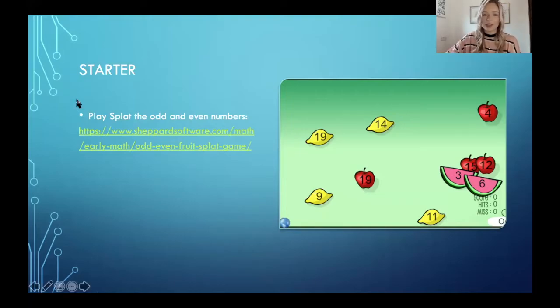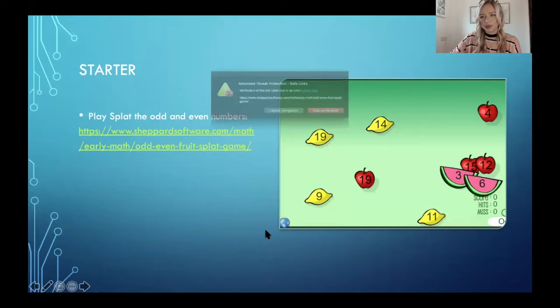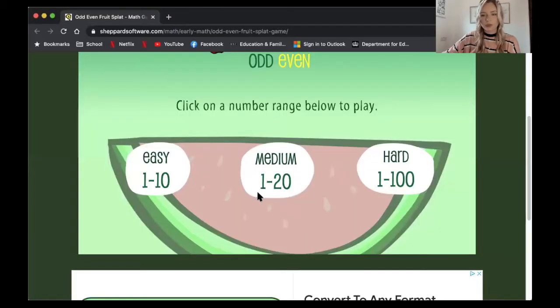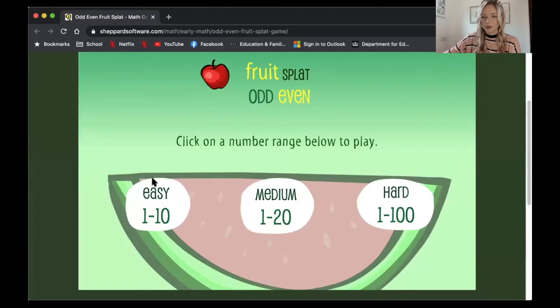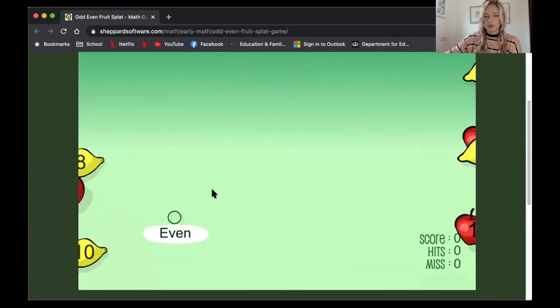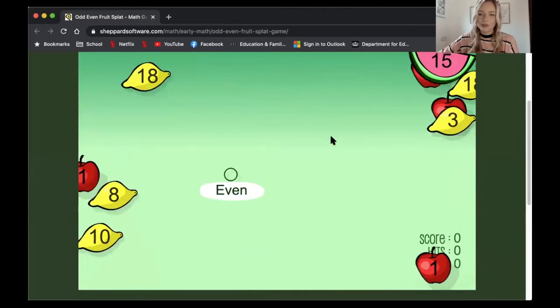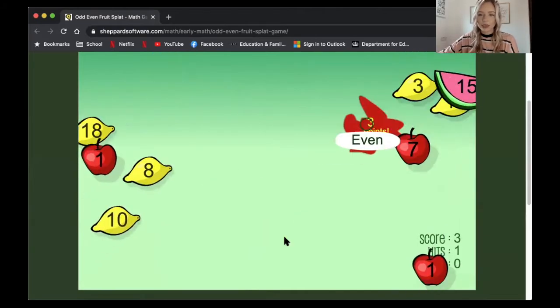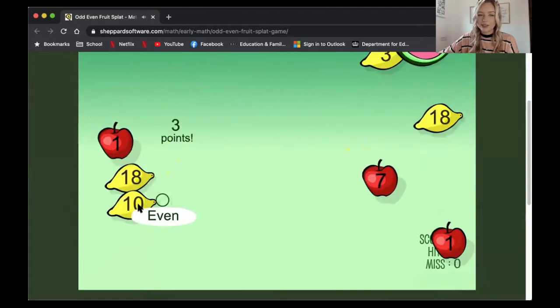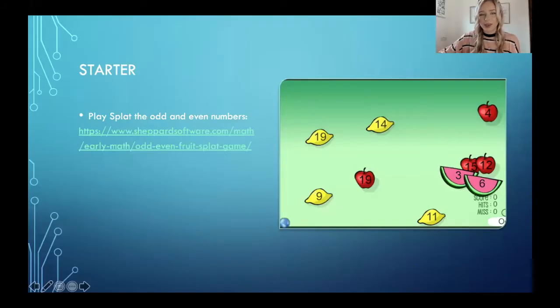So there's a link for this which should be on the home learning plan, and this is what it looks like here. I'll show you quickly what it looks like. You can click on a number range below to play. If you're needing to practice this a little bit more, you can start on easy. It moves on to medium and hard as well. So I think most of us should be on either medium or hard. I'm going to start on medium, and I'm going to put it on the fast route. This is asking me to splat all of the even numbers. You just click on the fruits, even numbers, and you get lots of points. So that is something that you can practice at home or at school if you're there.